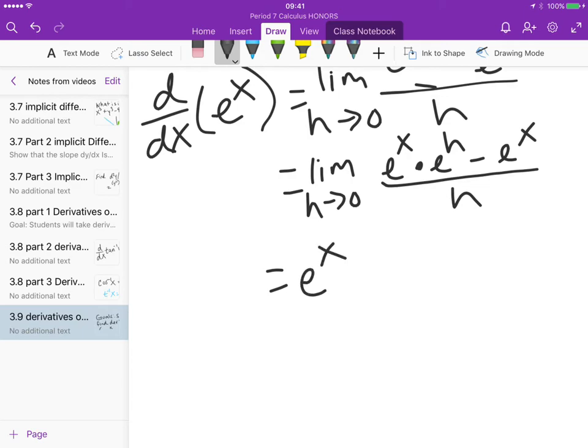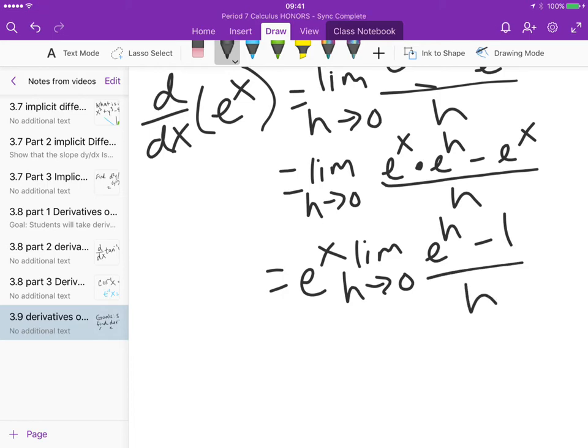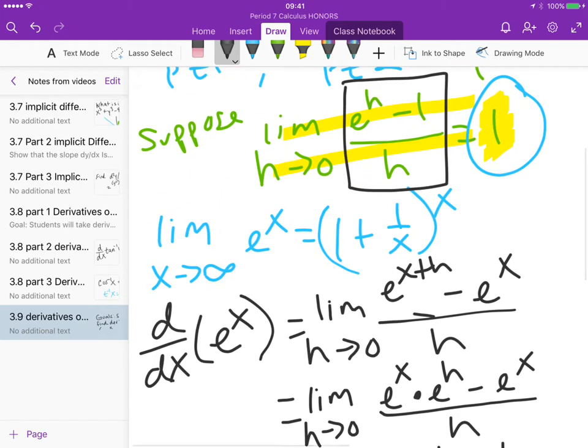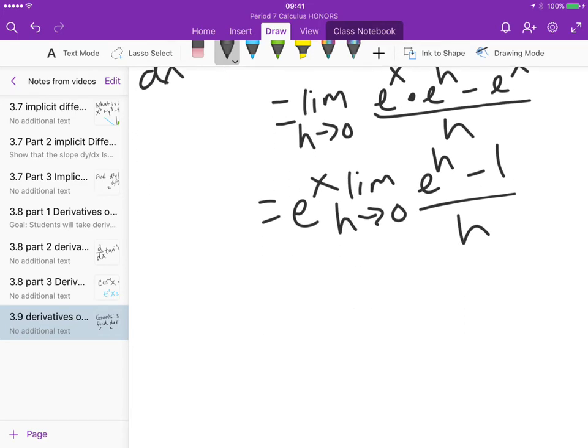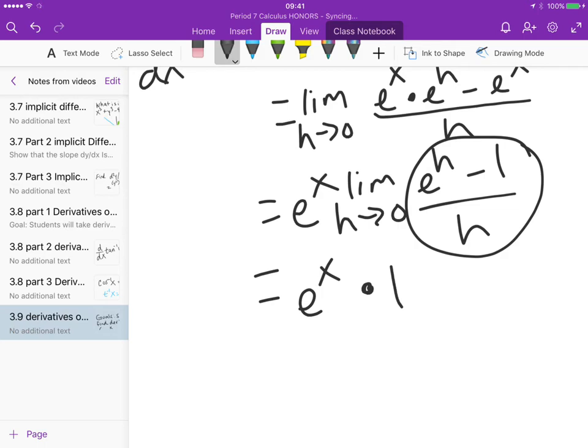So I can take out, by our limit rules, the limit as h approaches 0, multiplied by e^x, and now I'm left with (e^h - 1)/h. Well, look there, folks. This looks pretty familiar to what we were just told, that the limit as h approaches 0 of (e^h - 1)/h equals 1. Why is this important to us? Well, look what's about to happen. If this limit equals 1, this is e^x times 1. Well, we know this is e^x.